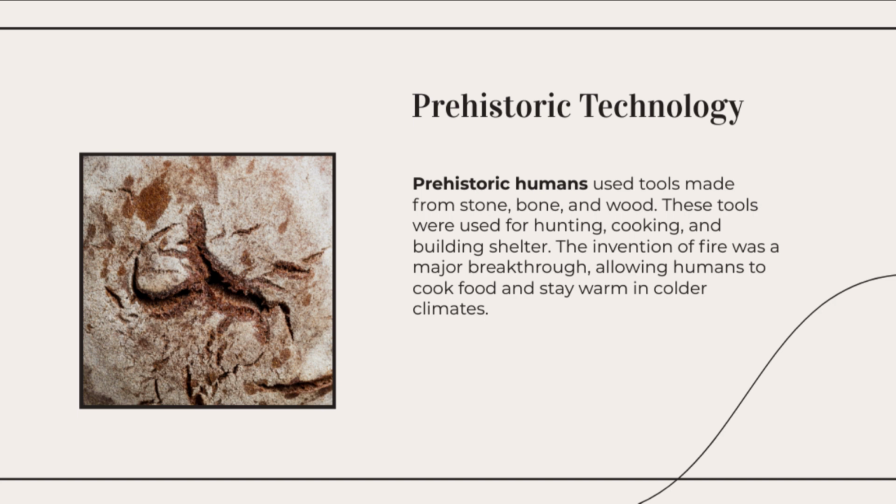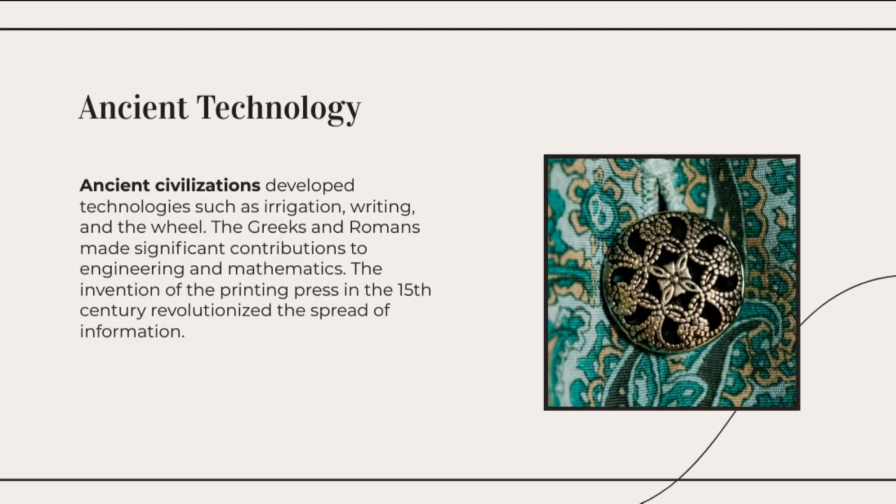3. Bronze Age. The Bronze Age, starting around 3000 BCE, introduced the use of bronze, an alloy of copper and tin, for tool and weapon production. This development significantly improved the durability and effectiveness of tools, leading to advancements in agriculture, trade, and warfare.